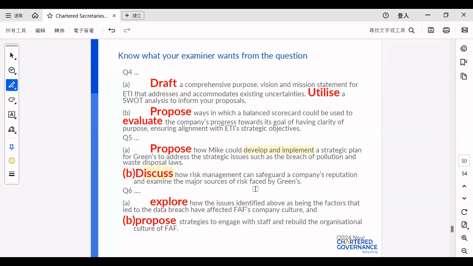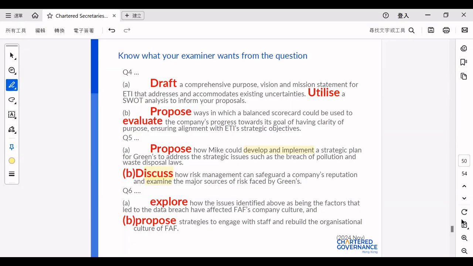So these are two questions together. And examine. I forgot to underline the word examine. So you need to examine the major sources of the risk. So you have to examine the source of risk as well.